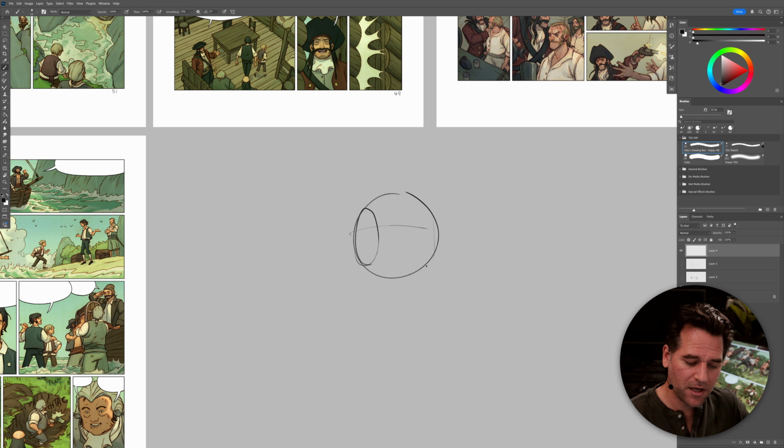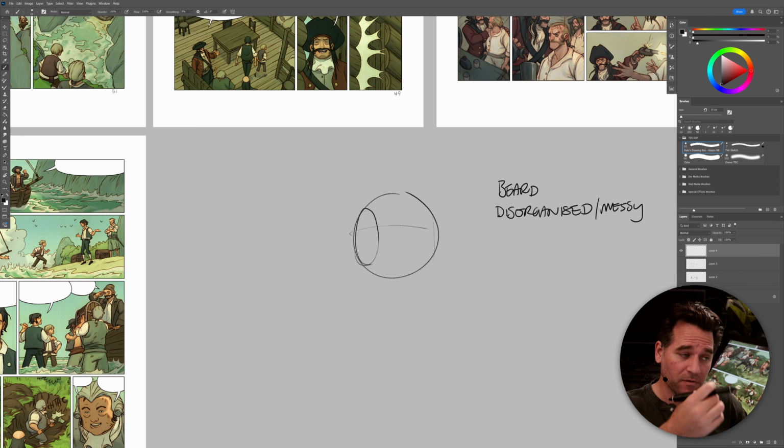So again, you can think about pirates as having a beard. You could think of them as being disorganized. Sort of messy, because there is a chaos to the idea of the pirate life, right? Of these people going out and making their own way in the world, of there being a different pirate code that doesn't necessarily follow a lot of the other more militaristic ways that people would behave when they are on ships.